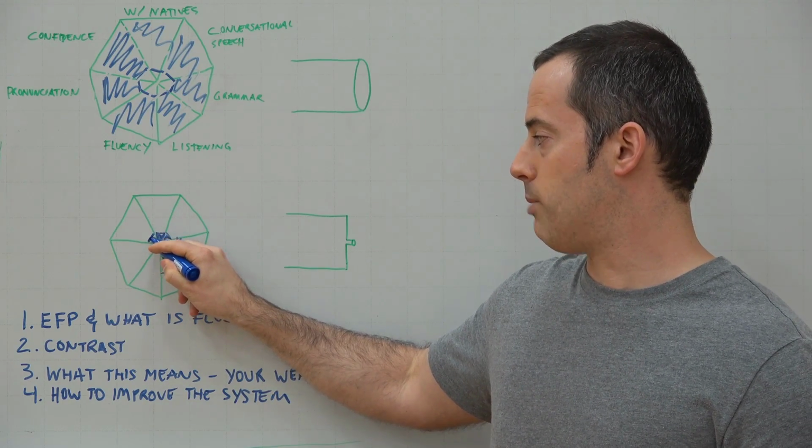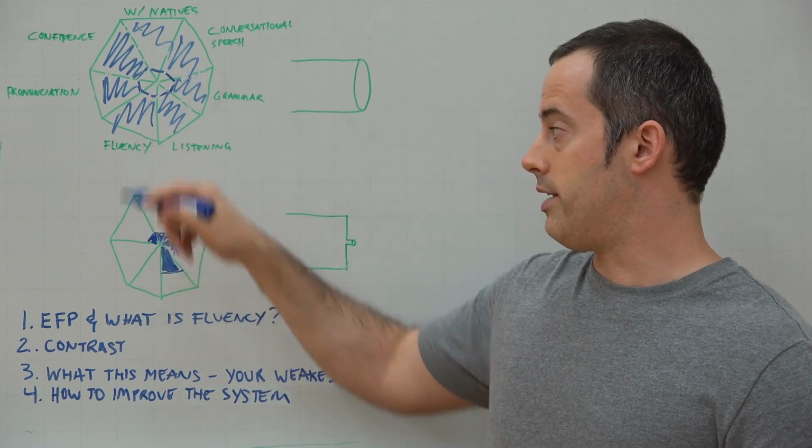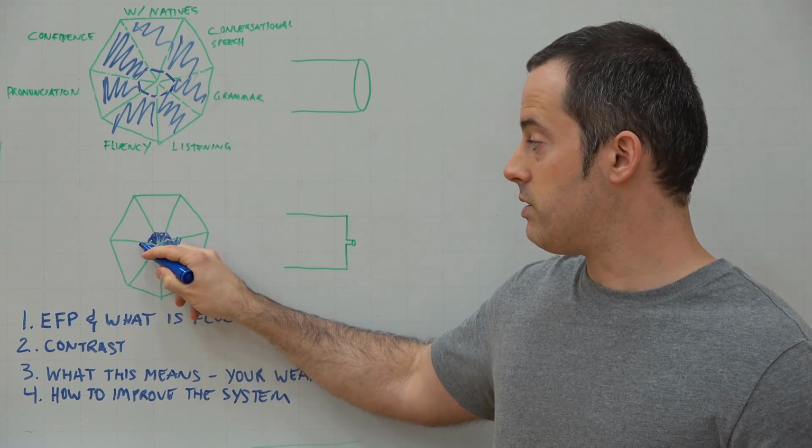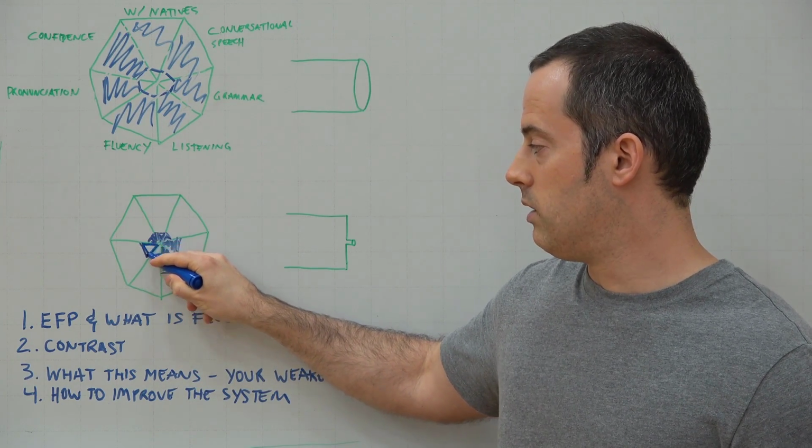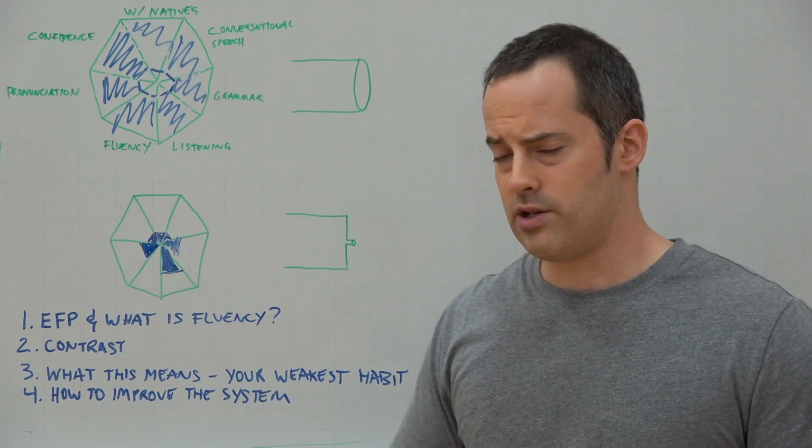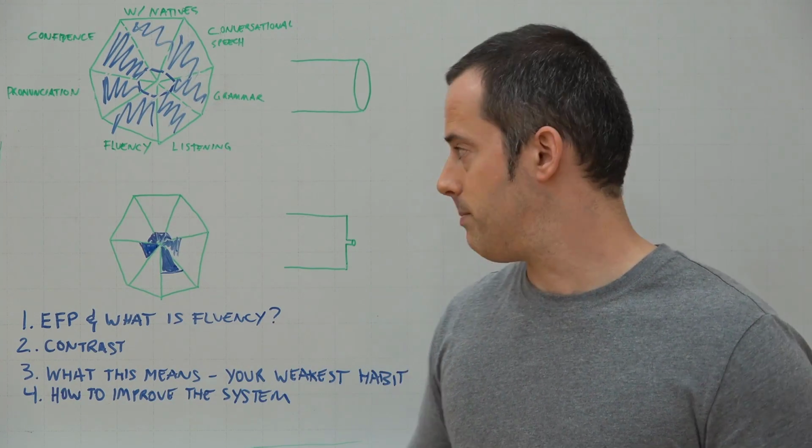And also confidence might be very low as well. Next, pronunciation, maybe it's okay. Let's just say this person has maybe slightly below average pronunciation. Maybe they worry about their accent or something like that.